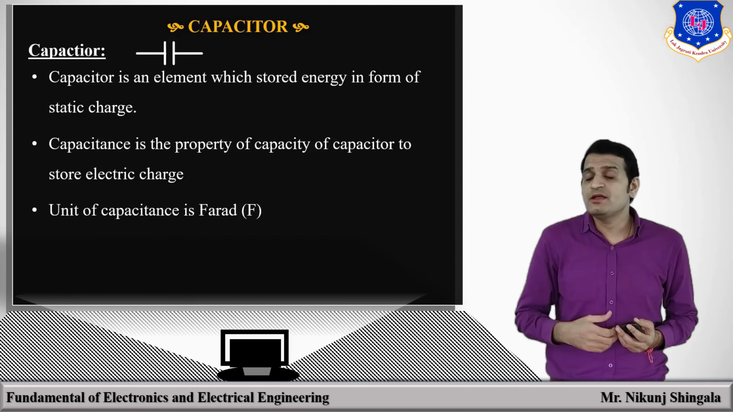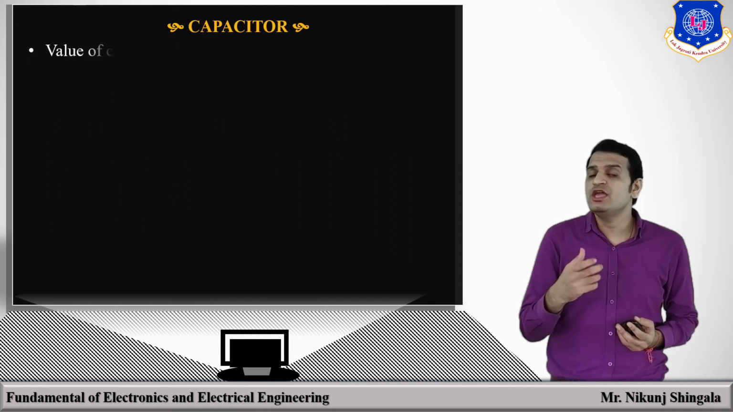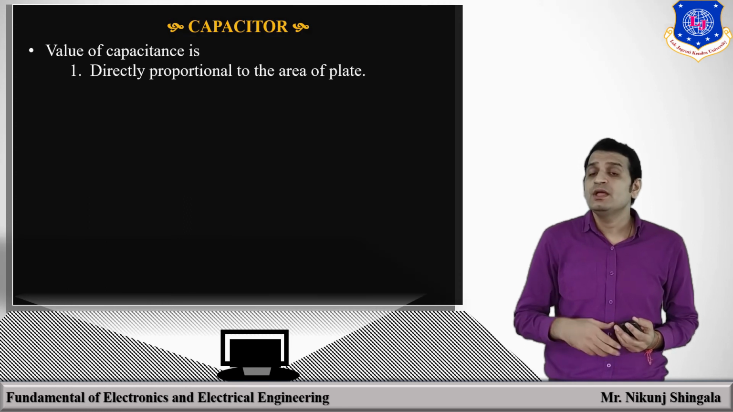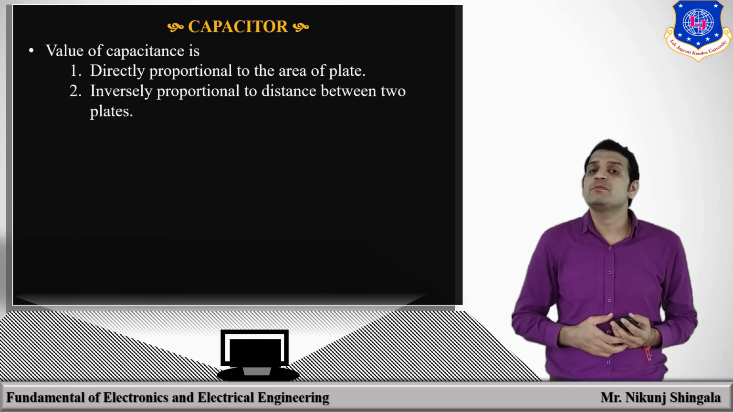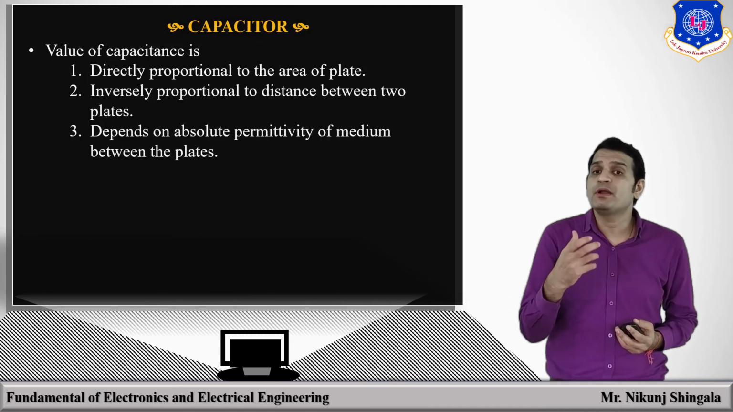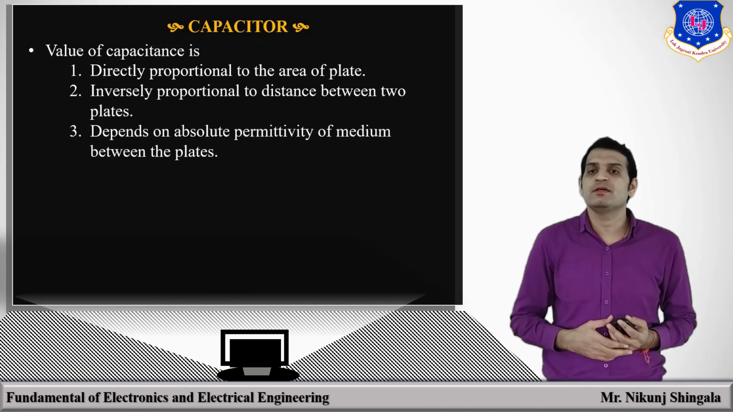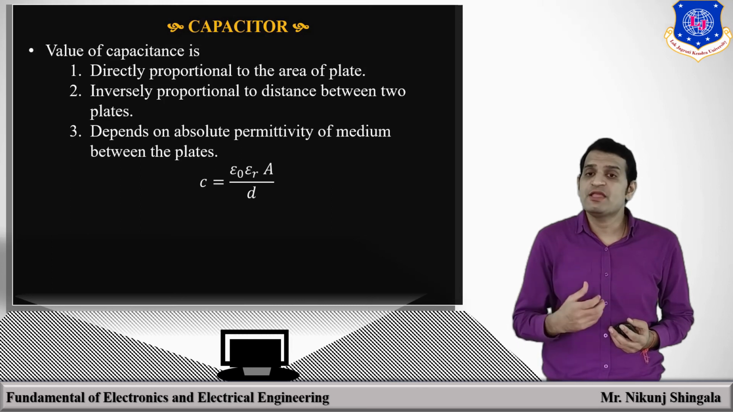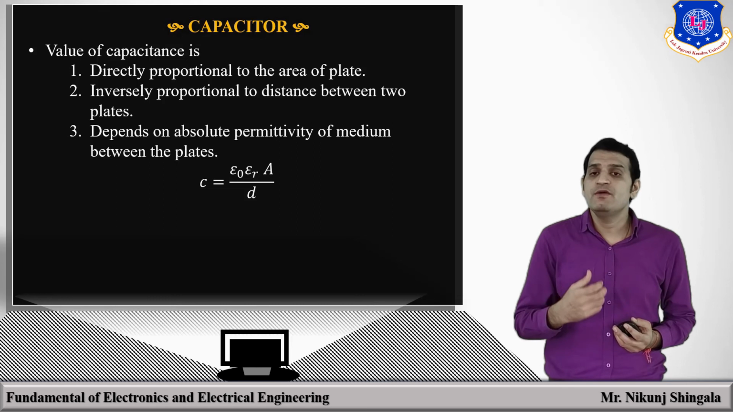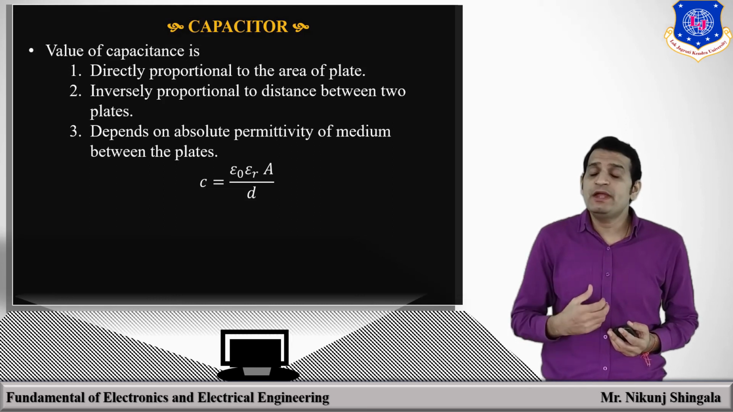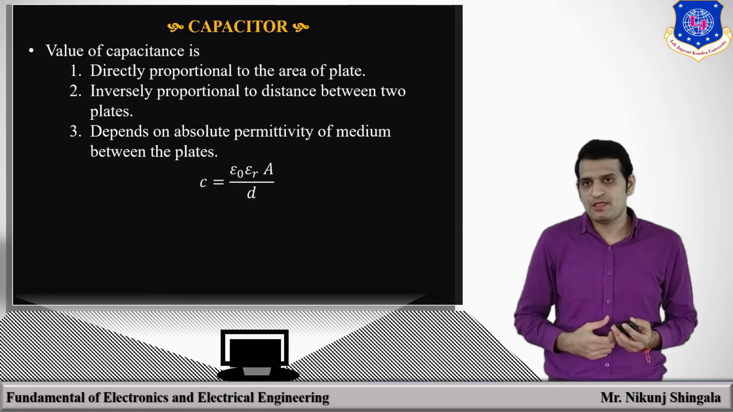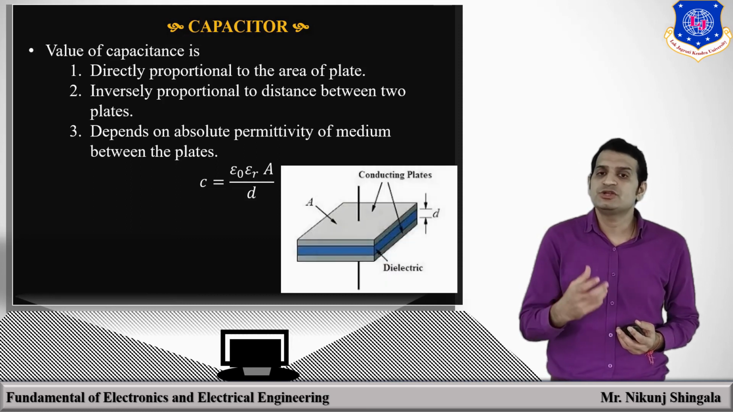The value of the capacitance is directly proportional to the area of the plate. It is inversely proportional to the distance between the two plates. It also depends on the absolute permittivity of the medium between the two plates. So we can write capacitance C is equal to epsilon 0 epsilon r A divided by d, where A is the area of the plate and d is the distance between the two plates.